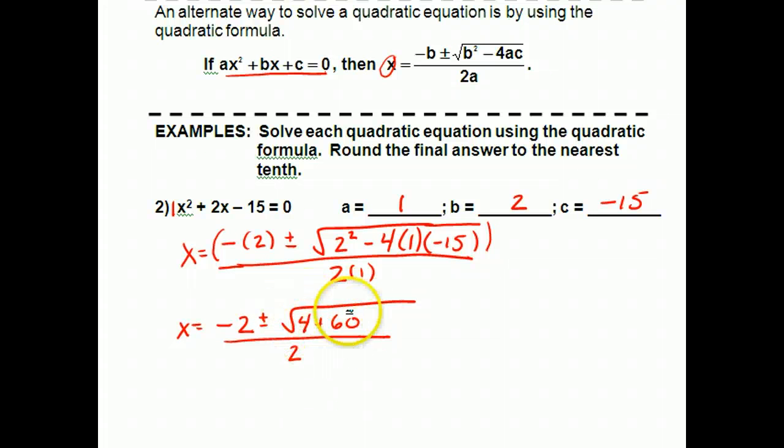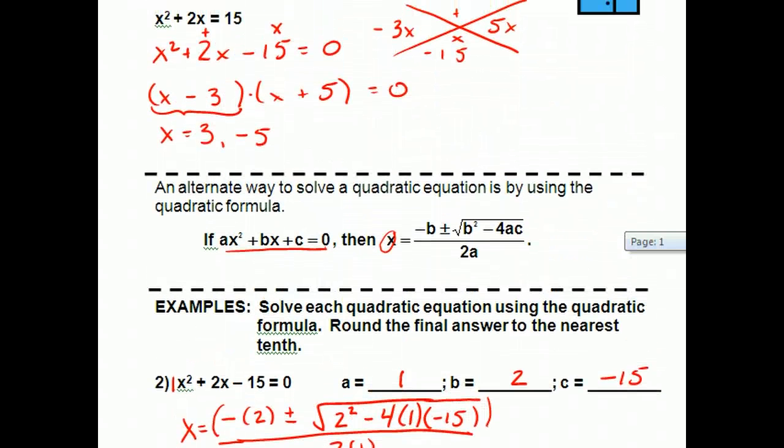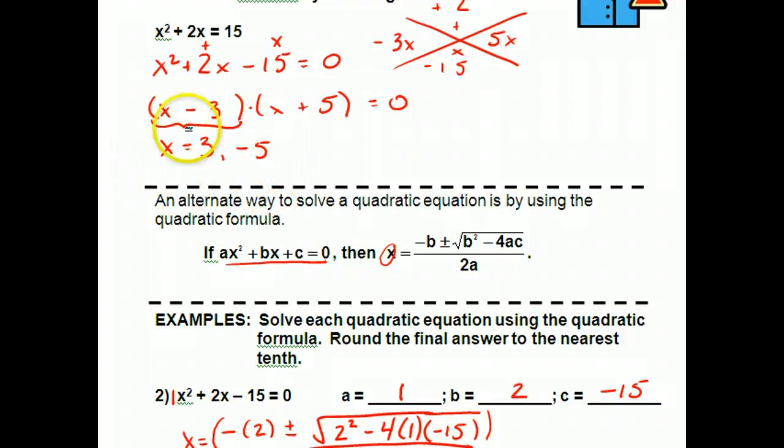So let's continue to simplify here. This looks kind of nice because it gives me 64, and the square root of 64 I know is 8. So I'm going to write x is equal to negative 2 plus or minus 8, all over 2. So we're getting a simpler version of what we started with, and it's starting to make a little more sense. But what we really want is our two magic solutions. What we're looking for is x equals 3 and x equals negative 5.